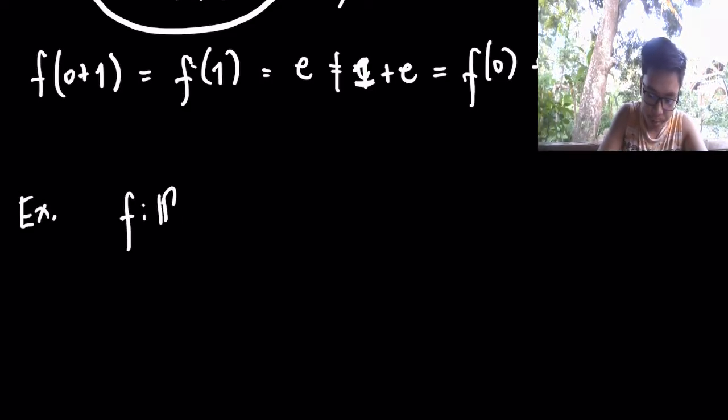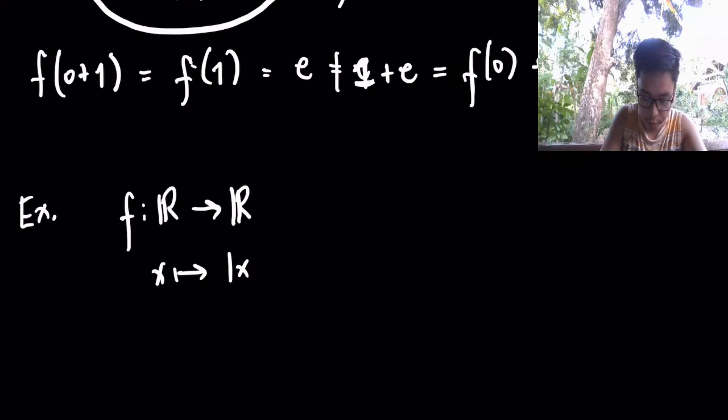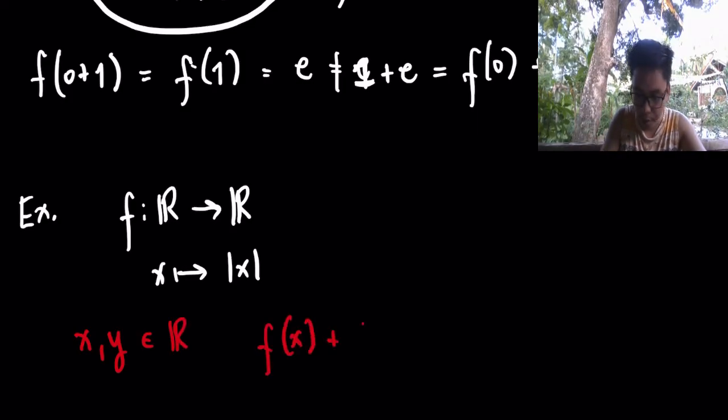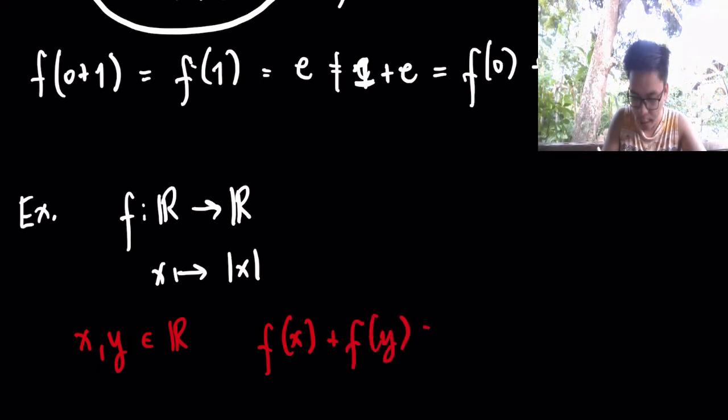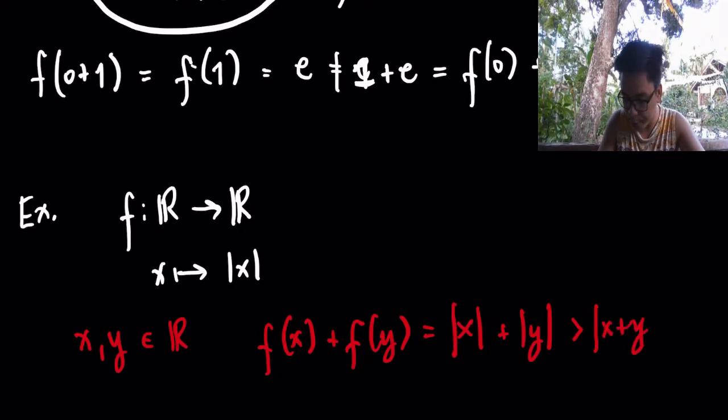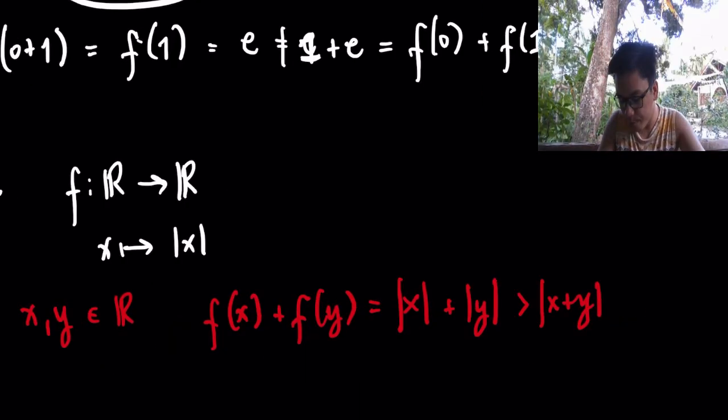Also, consider a function mapping from R to R, sending x to the absolute value of x. Observe that if we consider elements x and y from R, then f(x) plus f(y) is the same as the absolute value of x plus the absolute value of y. Technically, this is greater than the absolute value of x plus y, and the absolute value of x plus y is the same as f(x plus y).